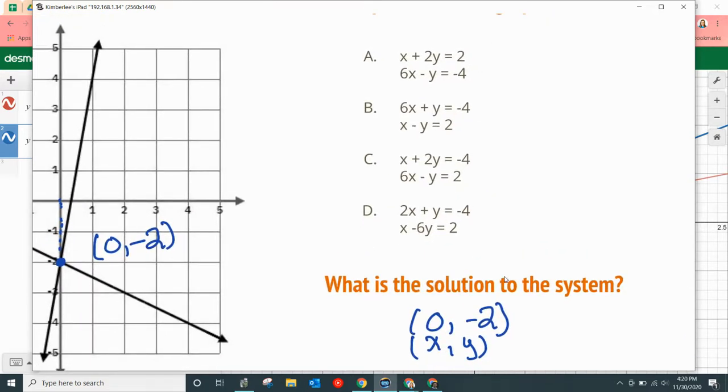Your other option would be to take all of your answer choices, take both of the equations in A, solve them for y, and then graph them in Desmos. And you could do that too. If you like solving for y, if you're good at it, then try that. Solve them for y, graph them in Desmos.